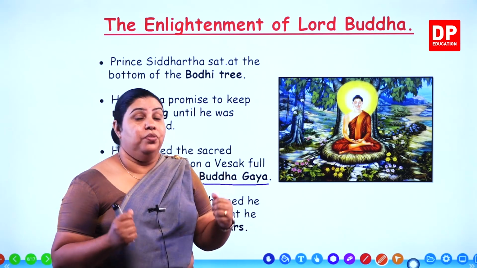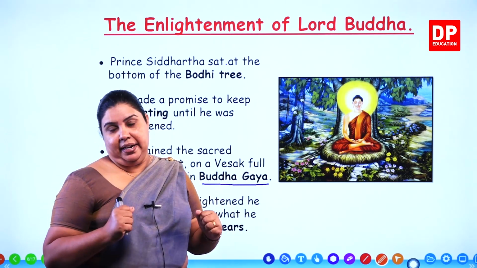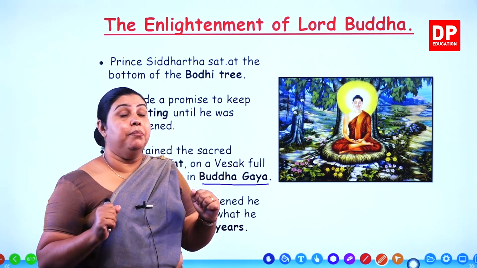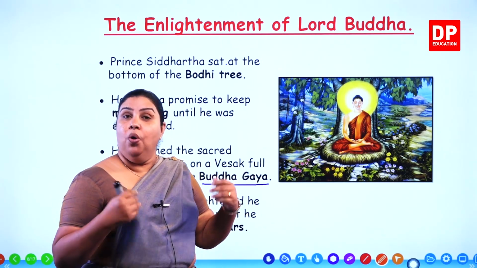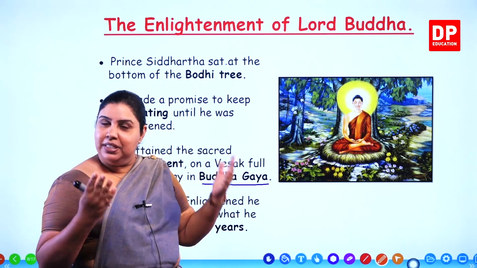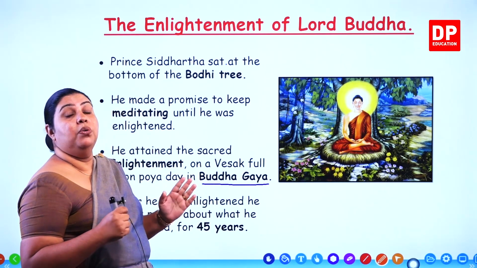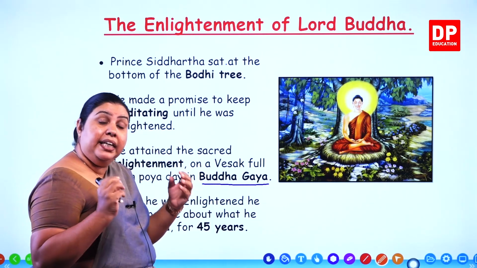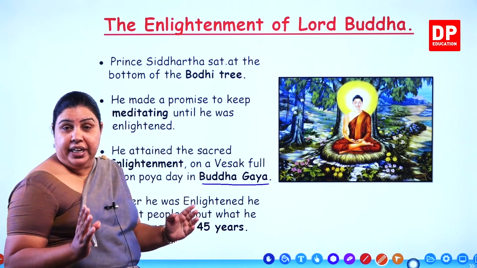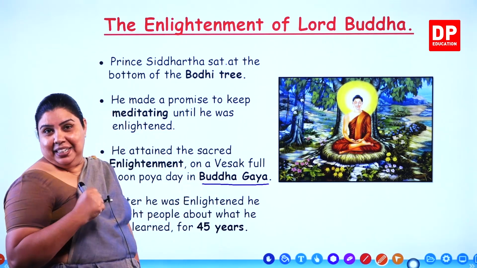So we say enlightenment happened at Buddha Gaya. I hope you can remember all these new names, all the new words that we are learning. You have to learn them and use them in your writing. Okay? So these are the things that we learn about the special things that happened on the Vesak Poya day. So now we learnt about the birth and the enlightenment.